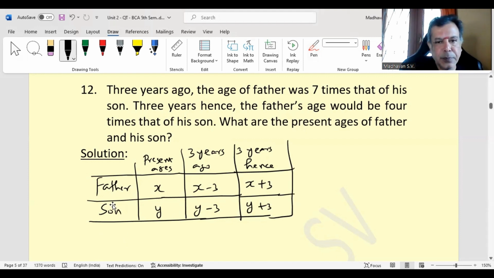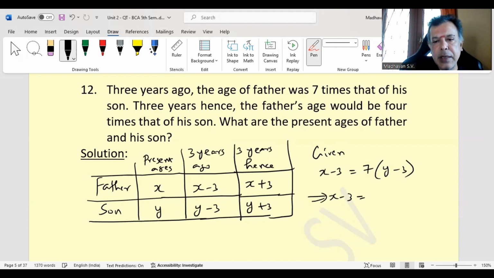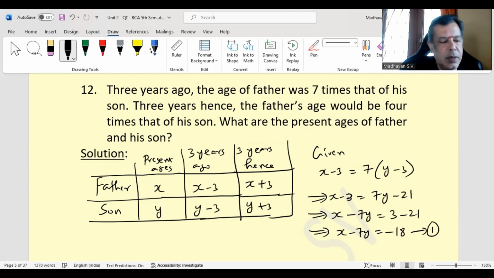Now what is given? 3 years ago, father's age. So I will say given father's age 3 years ago is X minus 3 is equal to 7 times that of his son's age. So 7 times Y minus 3. That means X minus 3 is equal to 7Y minus 21, or we can rewrite it as X minus 7Y is equal to 3 minus 21. Further, X minus 7Y is equal to minus 18. Call this equation 1.